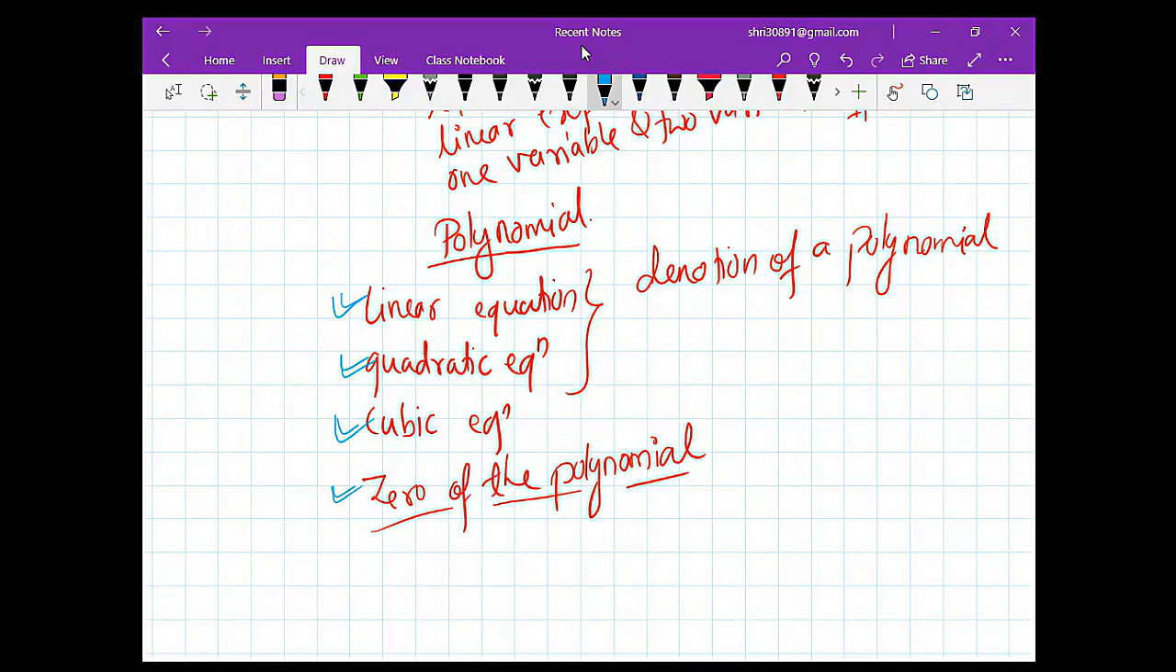I hope in today's class you learned the concepts directly about the main basic algebraic concepts.